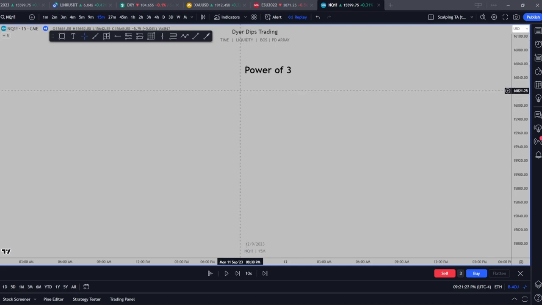Today we are covering ICT's concept of power of three. Now today we're going to go over what the power of three is, how to spot the power of three, and how to utilize the power of three in a slightly different way than I think most people are doing.